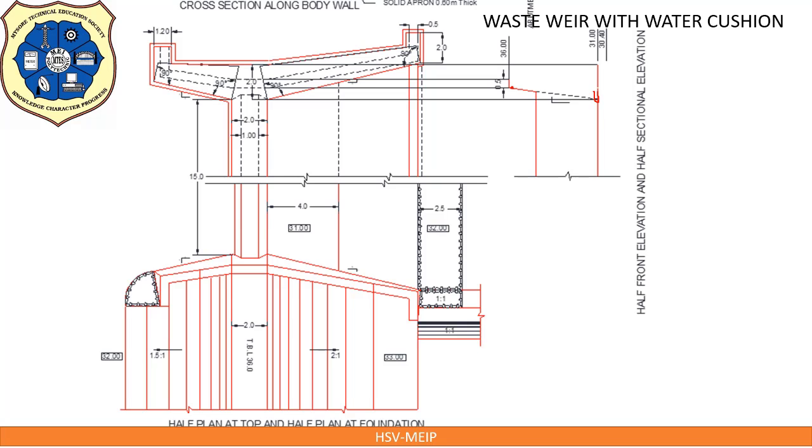This portion is the body wall. Abutment near the body wall shown as a hidden line. Since body wall embedded inside the abutment are both monolithically constructed, that is why we have shown this portion as hidden line.